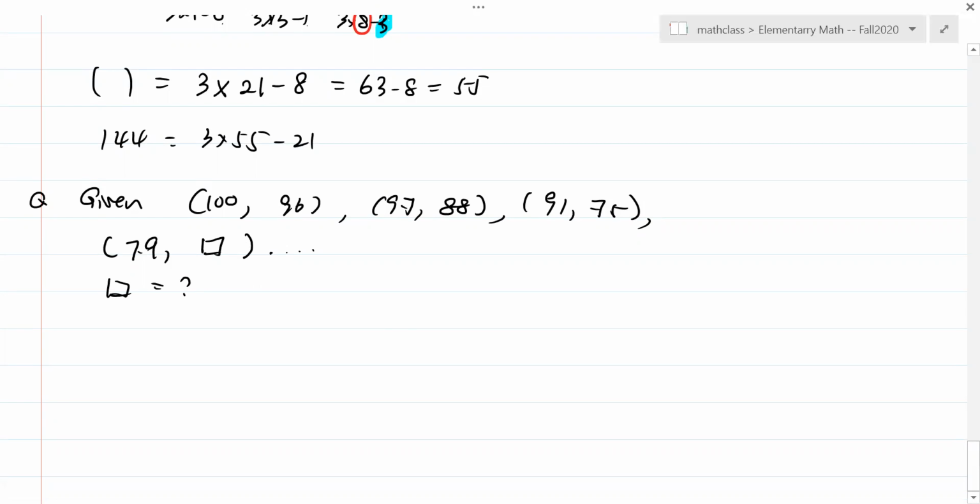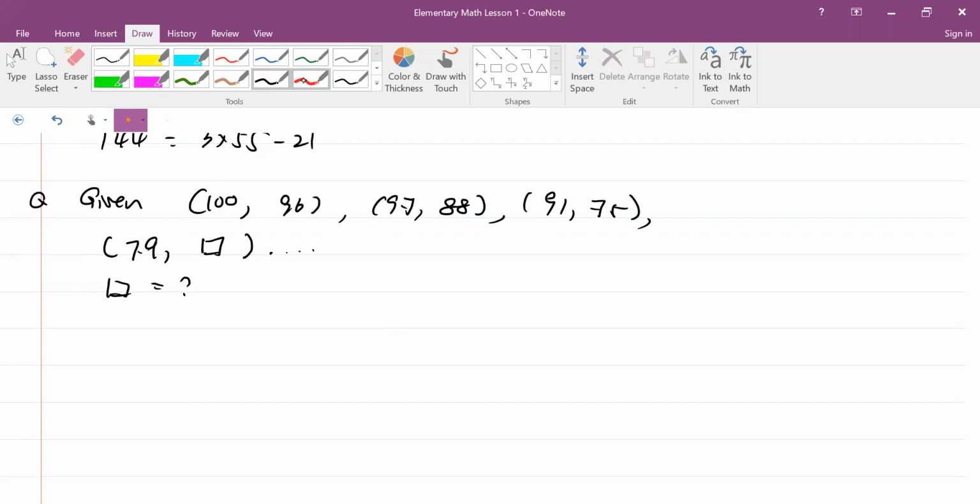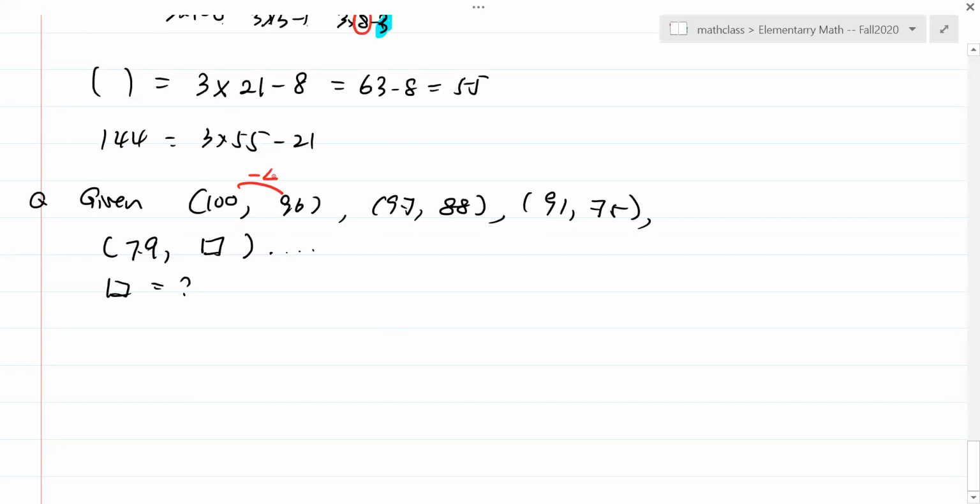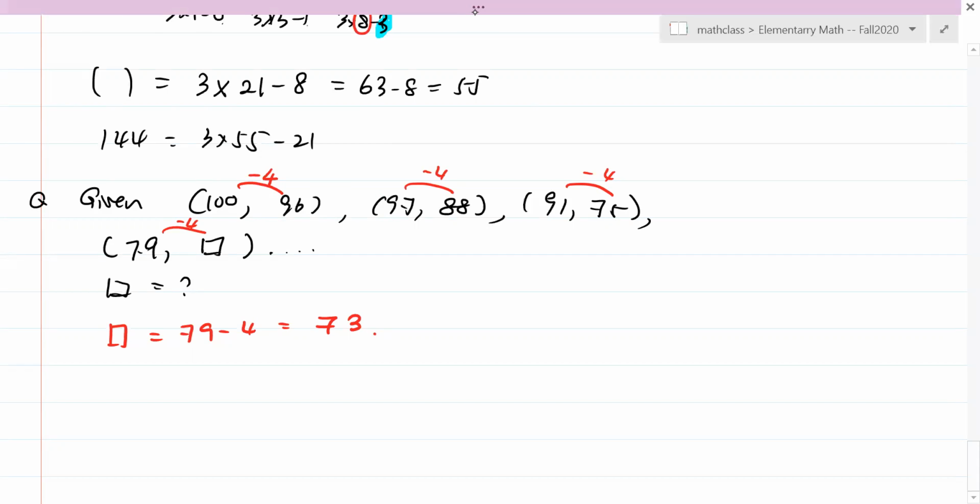Inside the parentheses, these are two pairs of numbers. Let's make a simple observation. I find that each time it decreased by 4. From here to here, it's minus 4. From here to here, it's minus 4. If you can see that, then the problem is easy. So this number is 79 minus 4, which is 75. Do you get it? Oh, I typed it wrong.